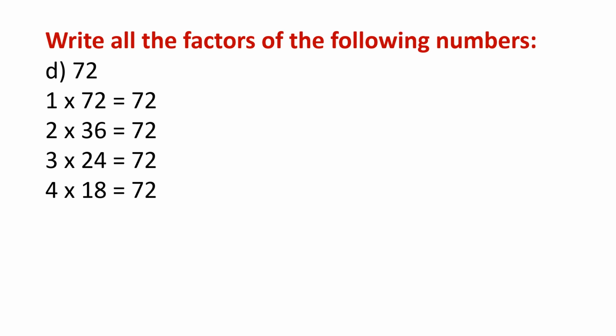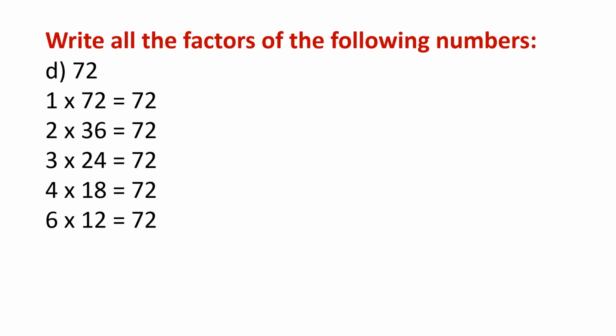Now we take the next natural number 6. Is 72 completely divisible by 6? Yes, because 6 12s are 72. So 72 can be written as 6 multiplied by 12 is equal to 72. Then we take the next natural number 7. Is 72 completely divisible by 7? No, so leave it. Then we take the next natural number 8.